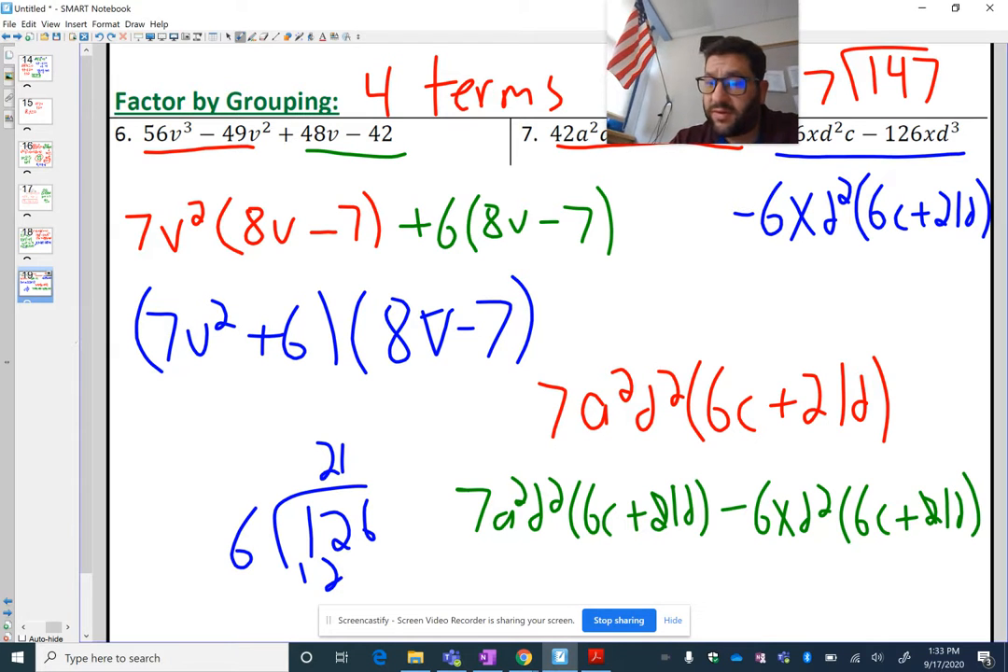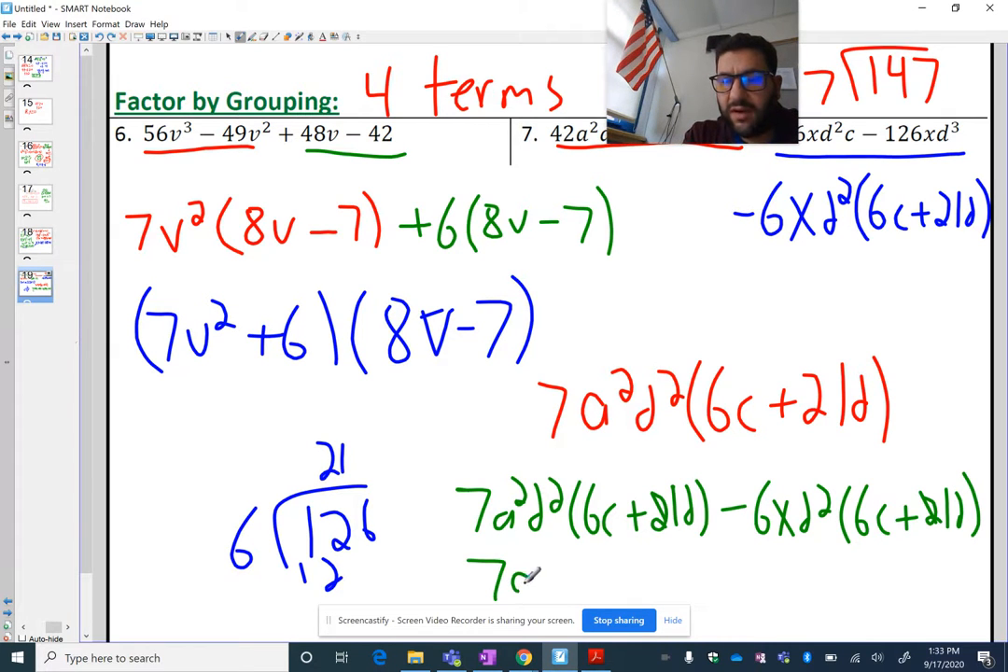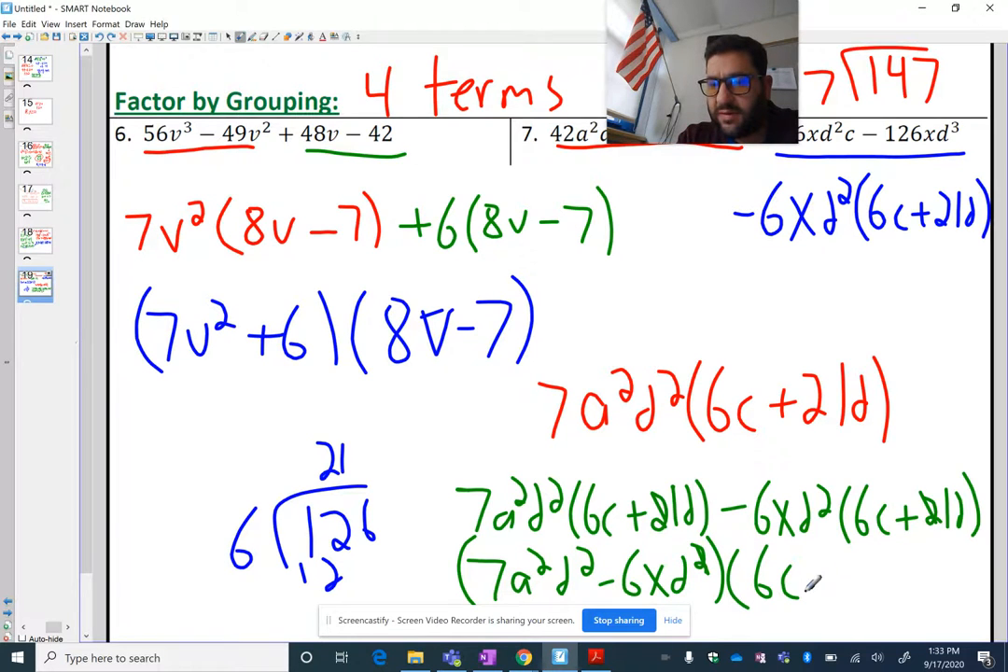Okay, we see what's in the parentheses is the same. So 7a squared d squared minus 6xd squared times 6c plus 21d.